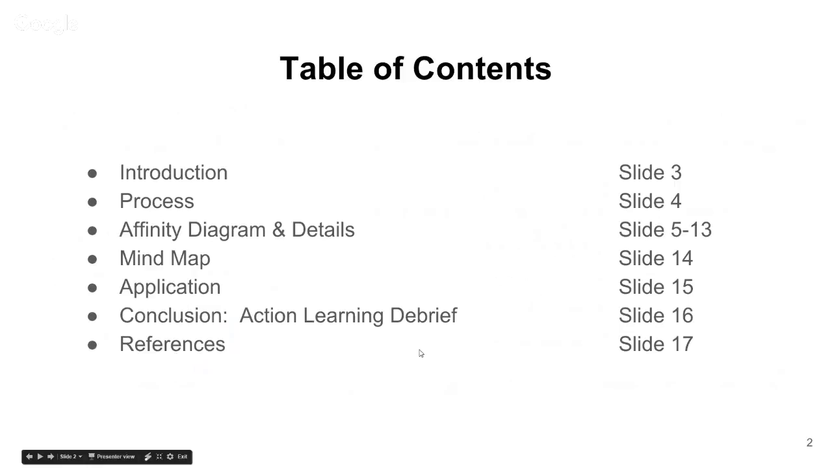As the table of contents shows, the report is laid out as follows: introduction, process, affinity diagram steps, mind map, application, conclusion, including action learning debrief, and references.